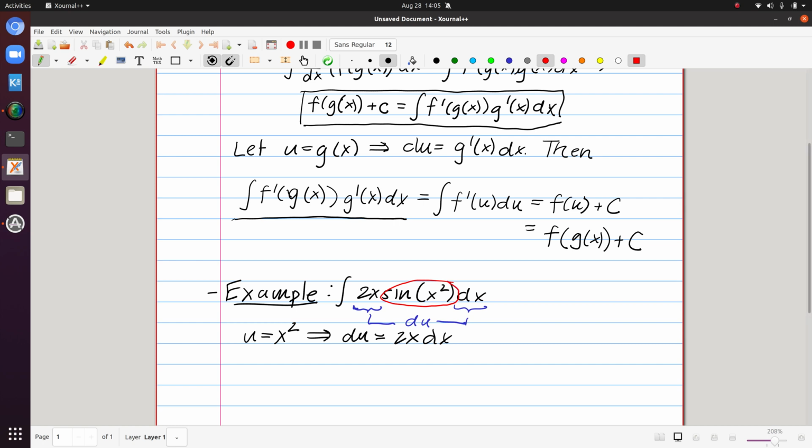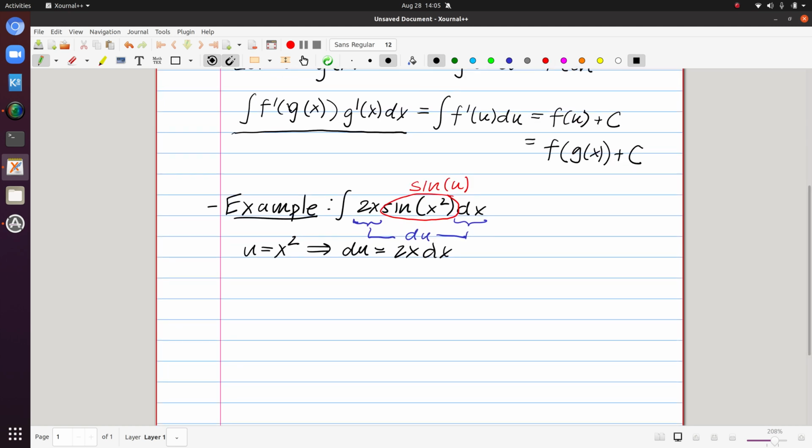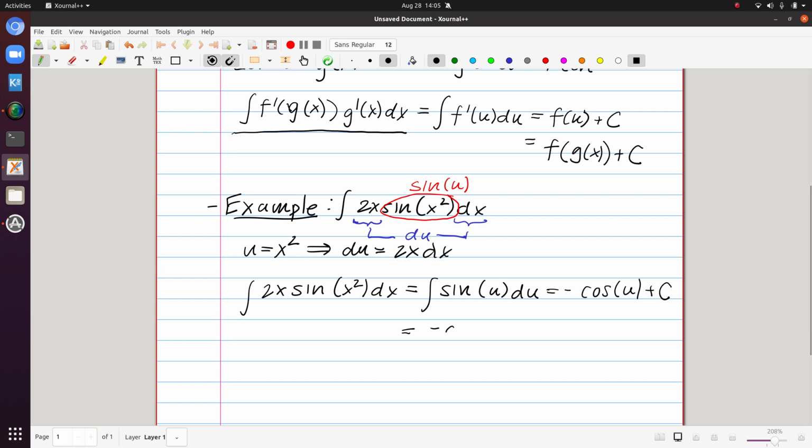And the sine of x squared is now going to be equivalent to the sine of u. So this substitution says that starting with the integral of 2x sine of x squared, I can rewrite that as the integral of the sine of u du. So now I'm looking for an antiderivative of sine, which I can express as minus cosine of u plus c. And like I said earlier, importantly, we're not done. I want to express this as a function of x, which I can do if I replace u with x squared.